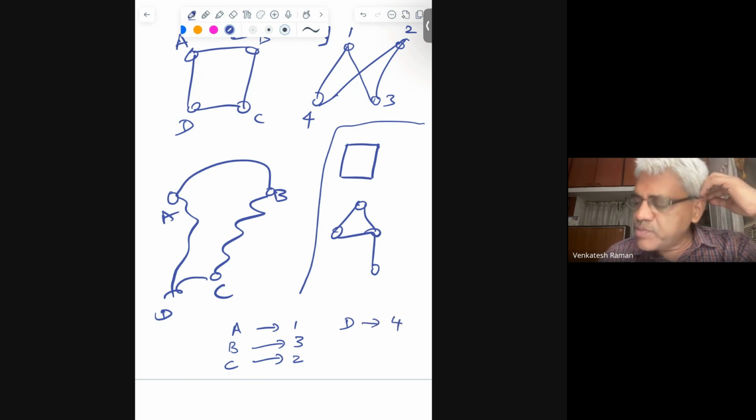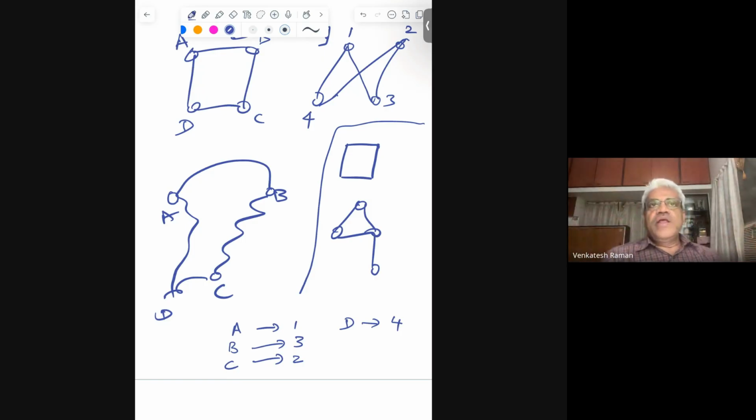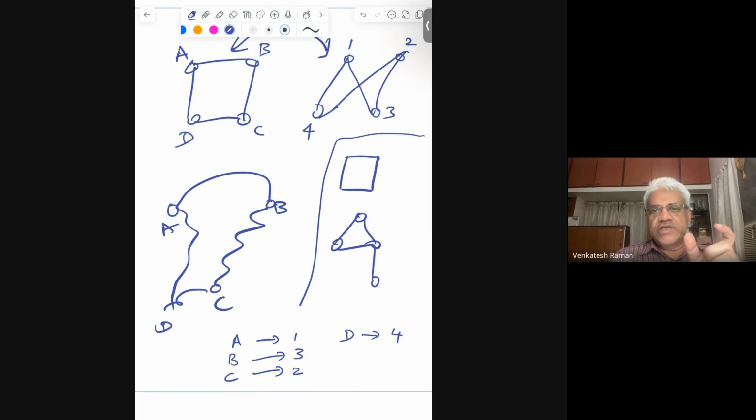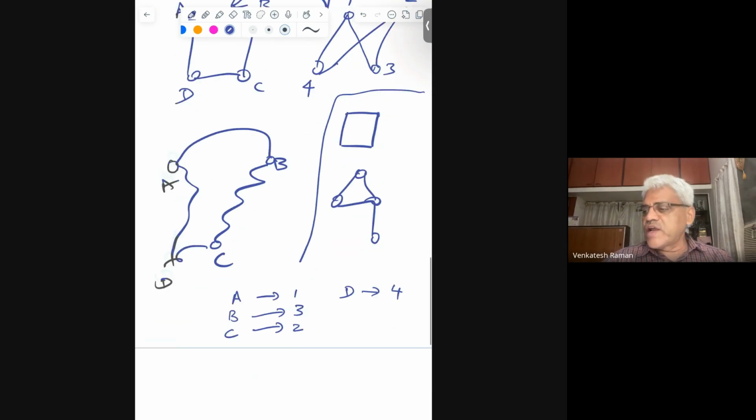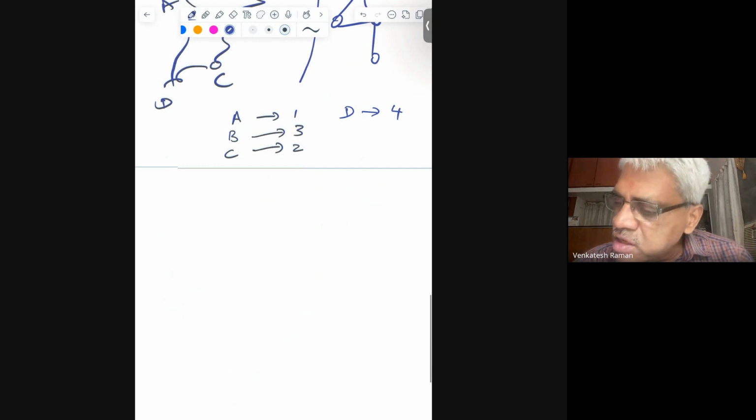So if you look at this mapping, it establishes that these two graphs are the same, because whenever you have an edge, for example, AB is an edge, then if you look at the mapping f of A, f of B, which is 1, 3, that's an edge. And whenever there is no edge, A, C is not an edge, and 1, 2, which is the image of this mapping, is not an edge. So that's it.